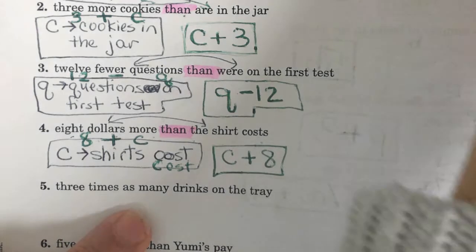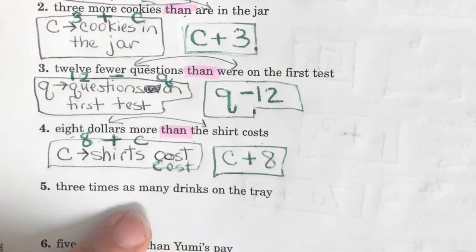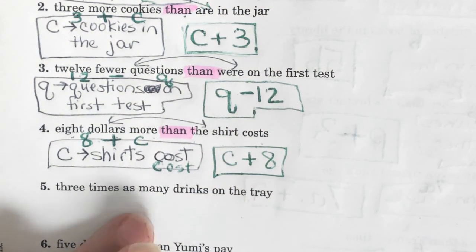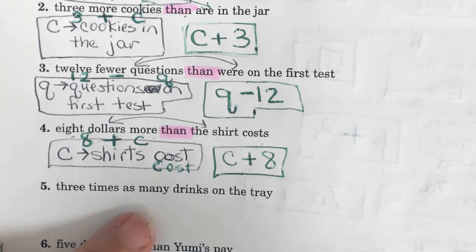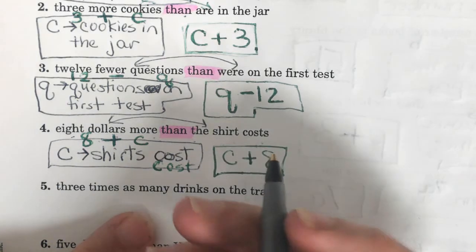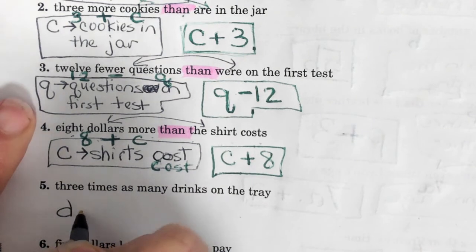For number 5, couldn't we do 3A? 3 times as many drinks on the tray. What do we not know though? Drinks on the tray.